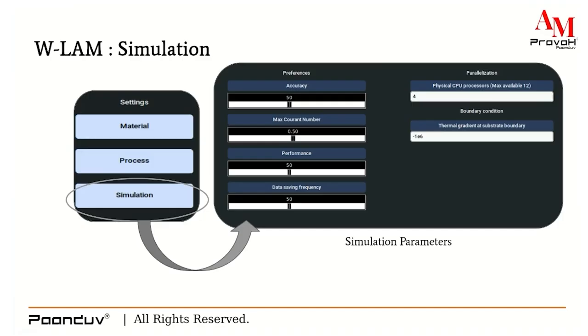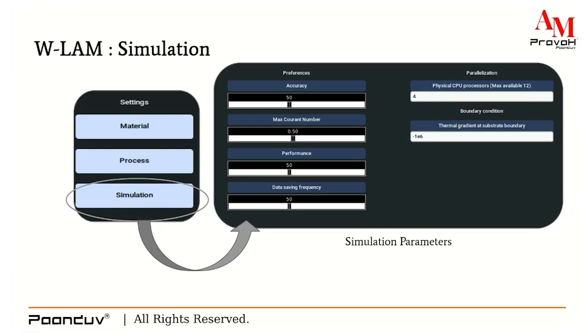And then we have maximum coordinate number. Coordinate number, or the CFL number, as we all know, is the dimensionless parameter which determines the stability of the numerical simulations. If the CFL number is greater than 1, it will lead to inaccurate and unstable simulation. And in AIM PravaH, 0.5 is the default value for the maximum coordinate number.